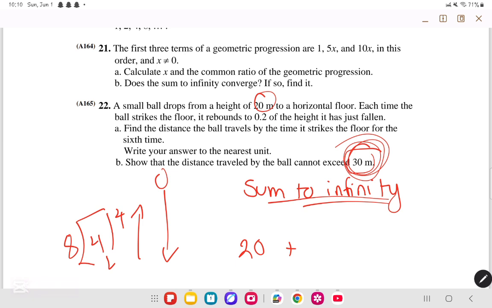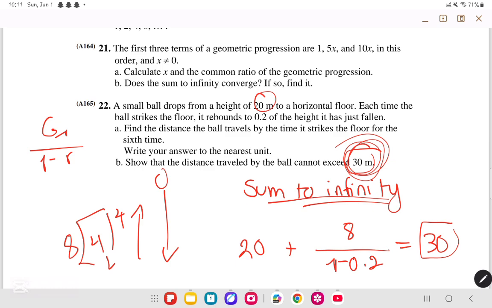Now this is going to be 8 over 1 minus 0.2. Why? The sum to infinity is G1 over 1 minus r. So 20 plus 8 over 1 minus 0.2. What is it going to be equal to? If you put it on your calculator, it's going to be equal to 30. So very simply, because the sum to infinity is 30, that means the distance traveled by the ball cannot exceed 30 meters.